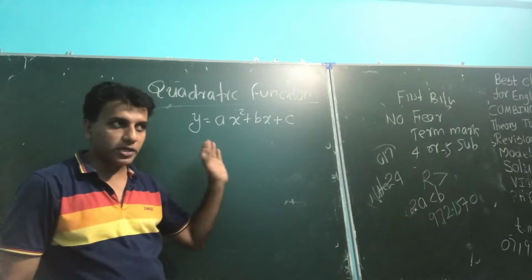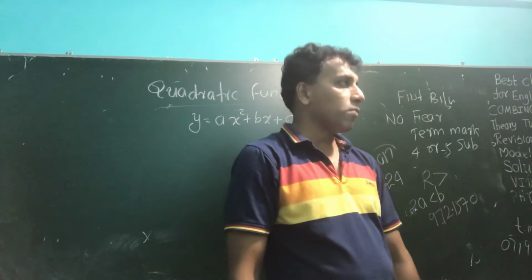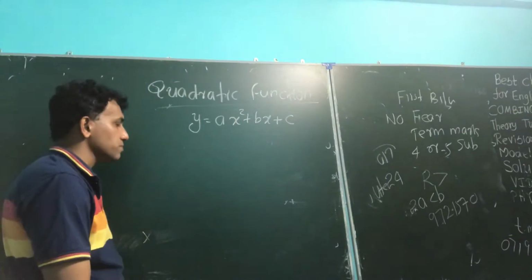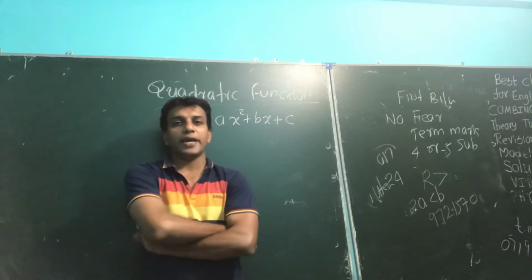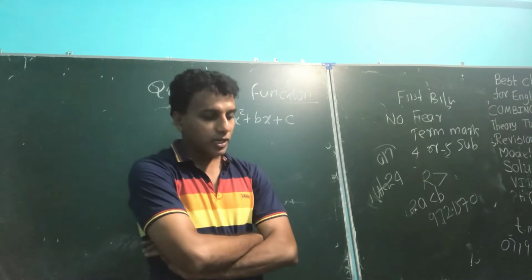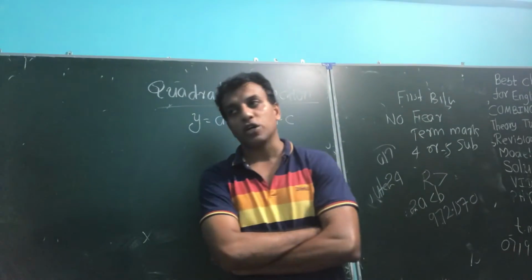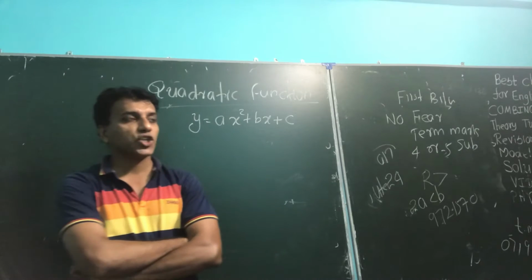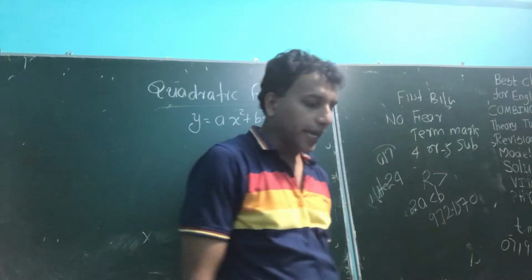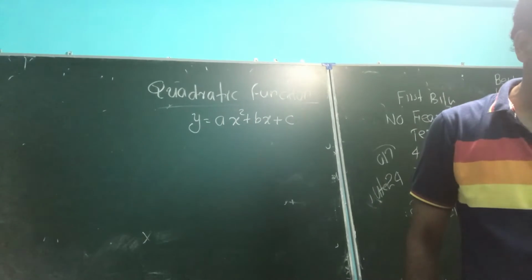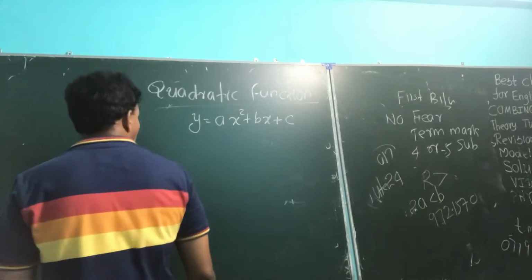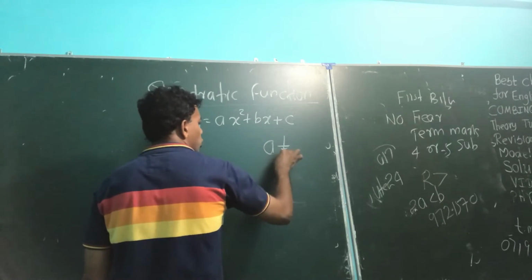Okay, then write this, latecomers. General form of a quadratic function, write this. y equal ax square plus bx plus c is a quadratic function in x, where a, b and c are constants, and write this: a not equal to 0.